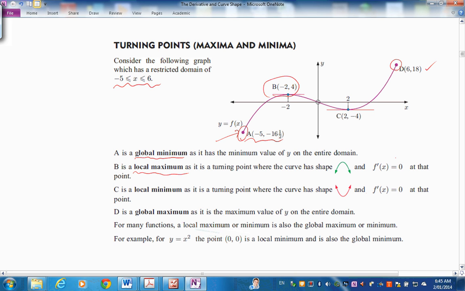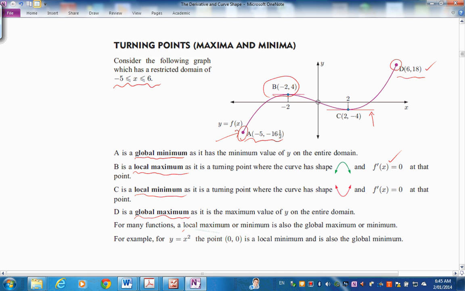Okay, and you can see f dash x is 0 at that point, a flattening of the tangent of the curve. And then C is a local minimum, alright, because the derivative is 0. And then D is a global maximum. Global meaning within that definition of the world or the domain, on that whole domain. Okay.